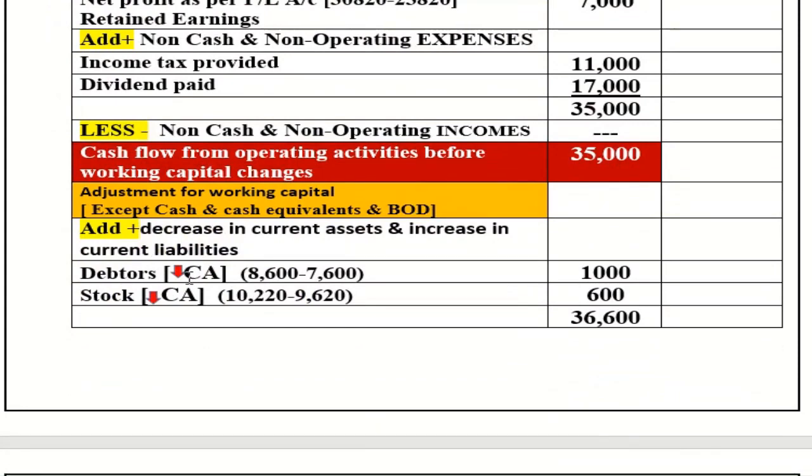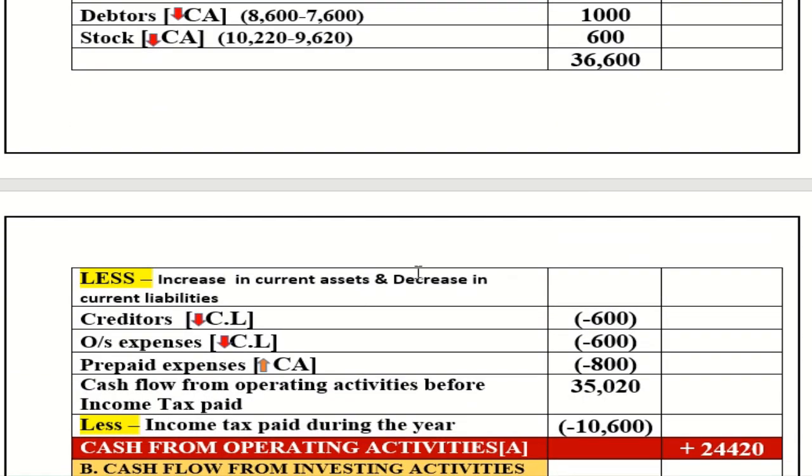So debtors, decrease in current assets, 1,000 rupees. Stock, decrease in current assets, that is 600 rupees. There are no other adjustments. Then 35,000 plus 1,600, we'll get 36,600. Then deduct increase in current assets and decrease in current liability. That is creditors, minus 900. You have to deduct. Therefore I have entered these values in brackets. That's outstanding expenses 600, prepaid expenses, increase in current assets, therefore I have to deduct 800. Then 36,600 minus 900 minus 600 minus 800, you will get the value 35,020. So we should deduct these values, therefore you will get 35,020.